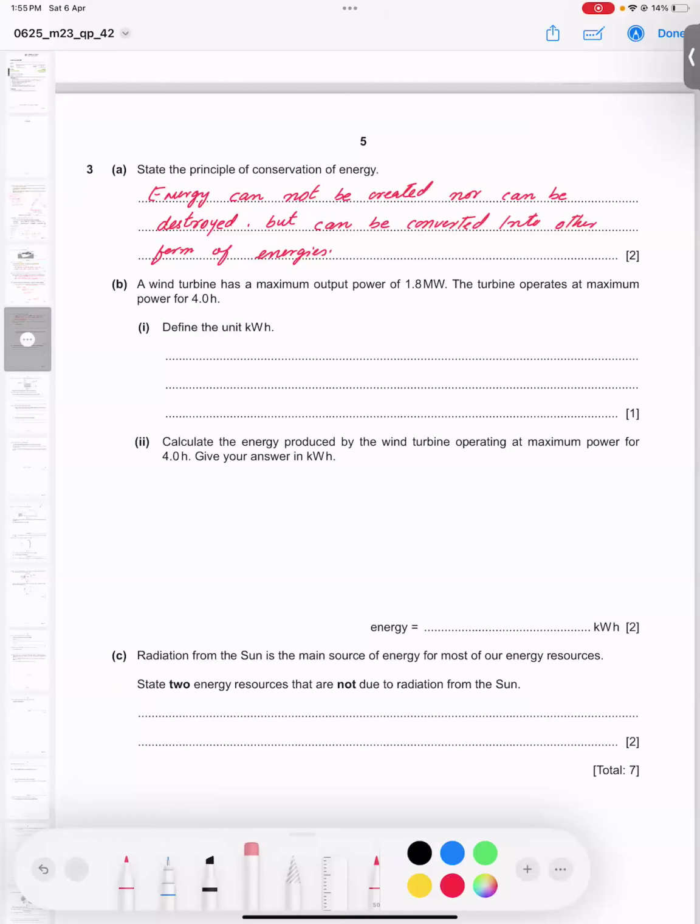Question number 3, state the principle of conservation of energy. So this is a very easy question. According to the principle of conservation of energy, energy can neither be created nor destroyed, but it can be converted from one form to another form of energy.